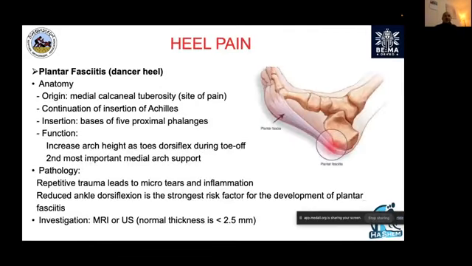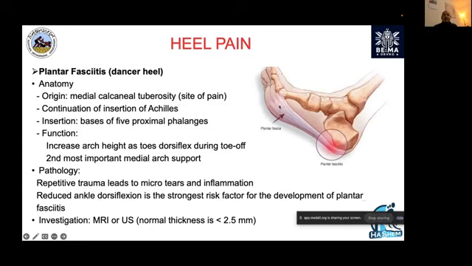So, a bit of anatomy: the plantar fascia is originating from here, not inserting. Be careful. It originates from the medial calcaneal tuberosity in continuity with the Achilles, and then it goes into a central band, lateral band, and medial band. The central band goes to the toes, the medial band to the hallux, and the lateral band to the little toe. The function, as you understand, is mainly to create the medial longitudinal arch and to do the windlass effect.